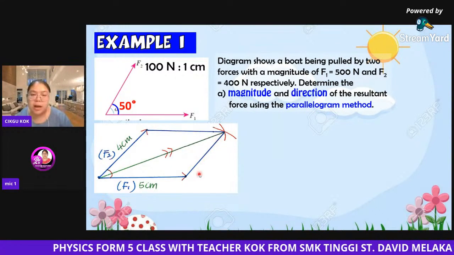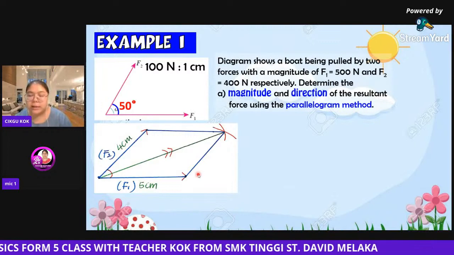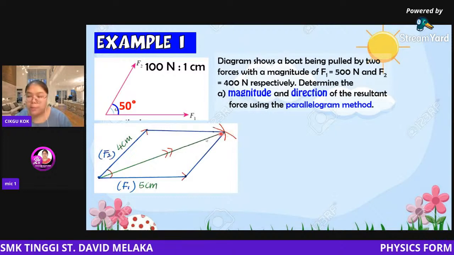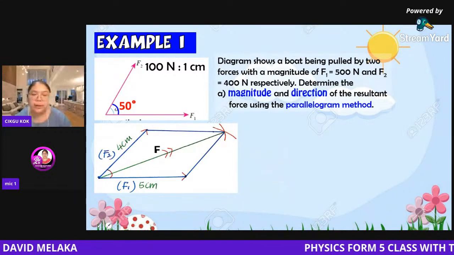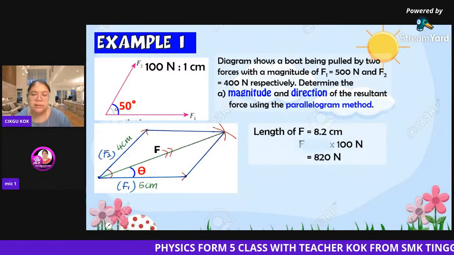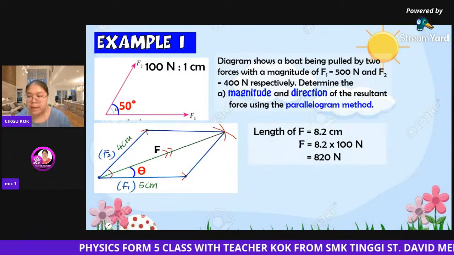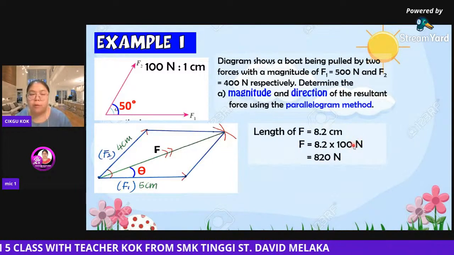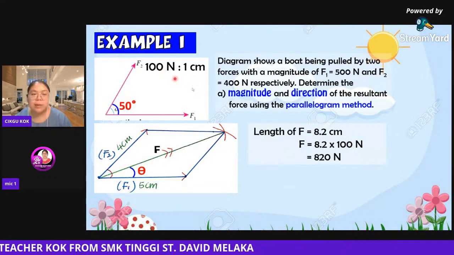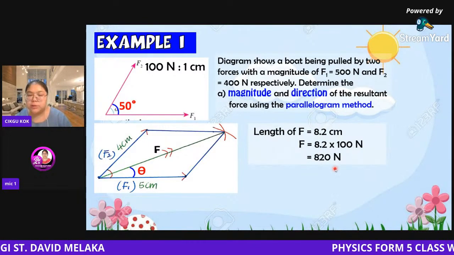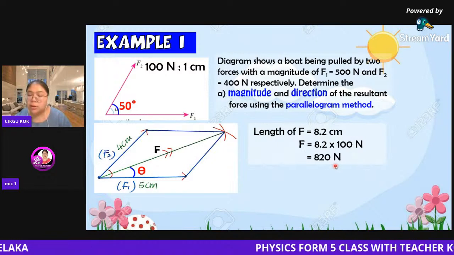Now step 4, I need to measure. Use my ruler to measure from this point until the end point. I get 8.2 cm. Now I need to convert it to Newton, so I times 100, which gives 820 Newton. So this one is an answer from drawing, not calculation.